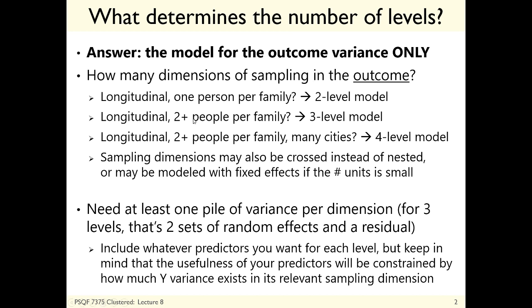If I were to sample 2 or more people from a family, so I've got mom and kid or siblings, parents, etc., that would be a 3-level model because time is nested in person is nested in family. And so then family characteristics are level 3, person characteristics would be level 2, time-varying characteristics would be level 1. If I did that same study in multiple places, different cities, different countries, etc., that's 4 levels. So it depends on the outcome, not which level of predictors that you have.